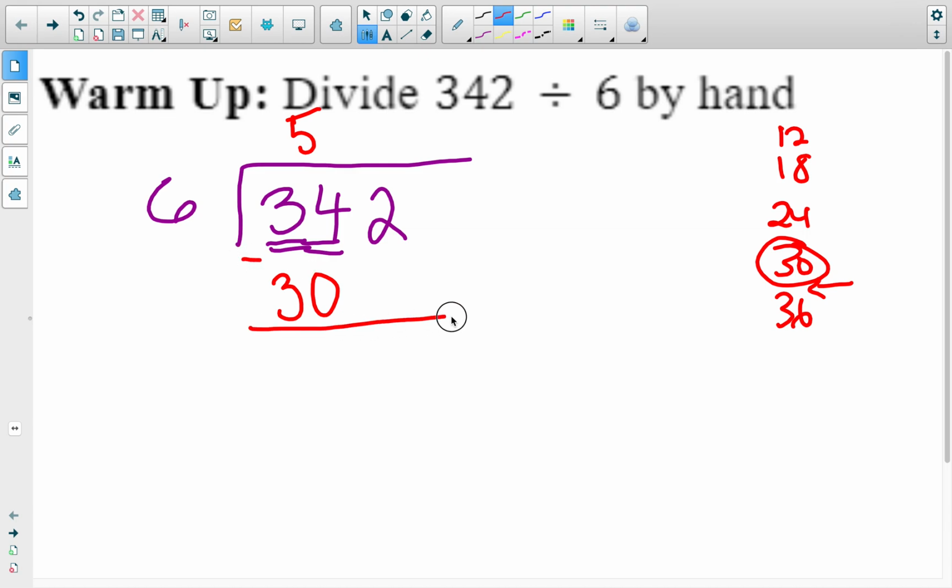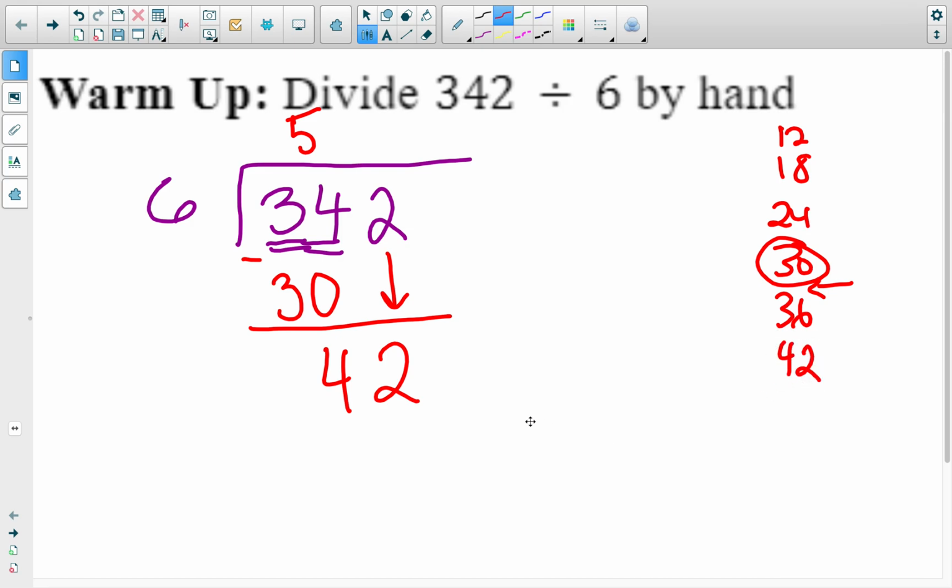And then now I'm going to subtract, okay? 34 minus 30 is going to give me a 4 right here. And I'll repeat the same process. What can I multiply 6 by? What integer can I multiply 6 by to get 4? Well, there are no integers that make that work. So what about bringing this 2 down? How about now? 6 into 42.